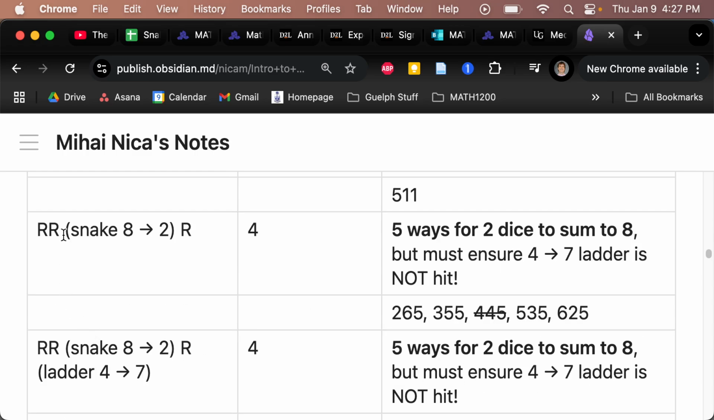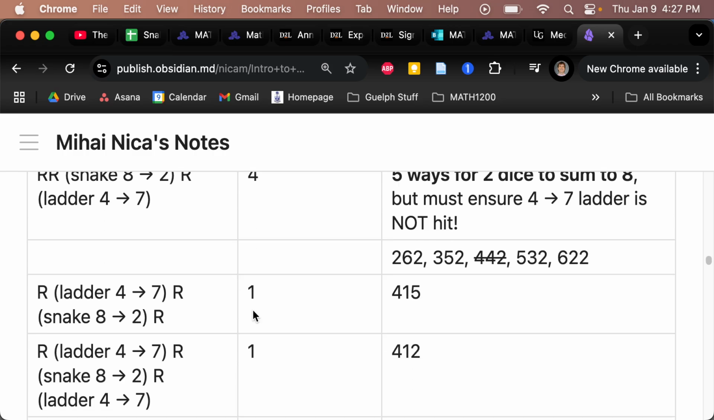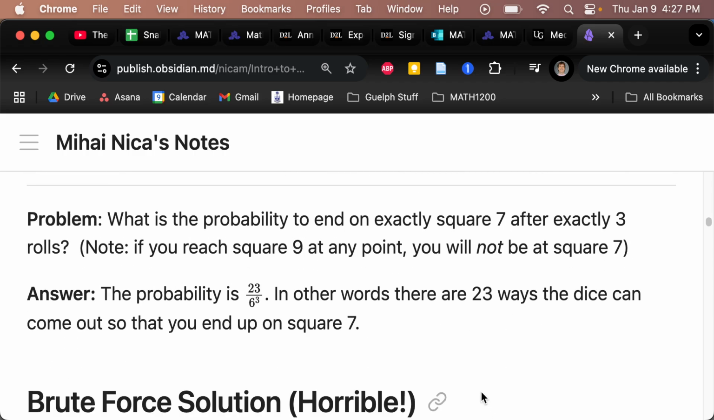Then there's a whole bunch of other ones. So here is R, R, get to the snake, and then roll again. And there's some number of ways, and so on and so on. And you can write these all out, and make sure you didn't miss any, which last year when I did the problem I did, and then some students corrected me. And the answer is there are 23 total ways. Okay, so this is a valid solution, but as I have written over here, this is horrible.